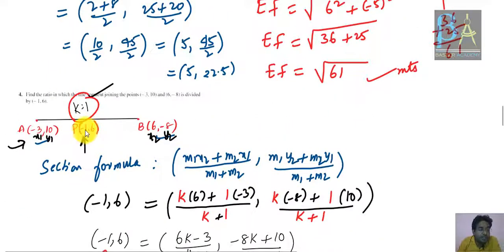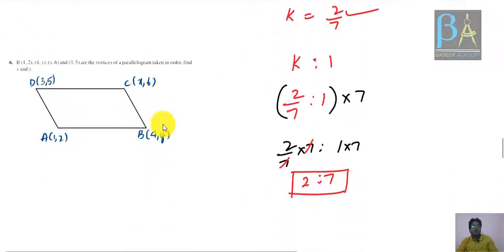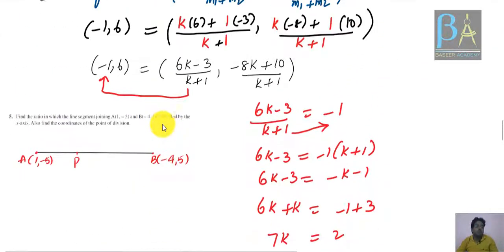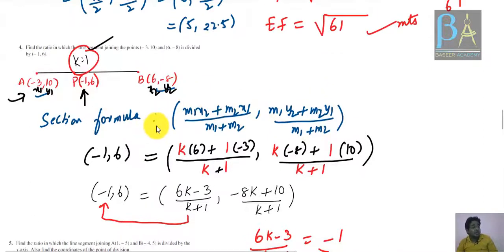So the ratio in which the point 1 comma 6 is dividing the join of points minus 3 comma 10 and 6 comma minus 8 is 2 is to 7. So there are two ways in which I showed you how to do this. You can take the ratio as m1 is to m2, or you can very well take the ratio as k is to 1. It's your personal choice.